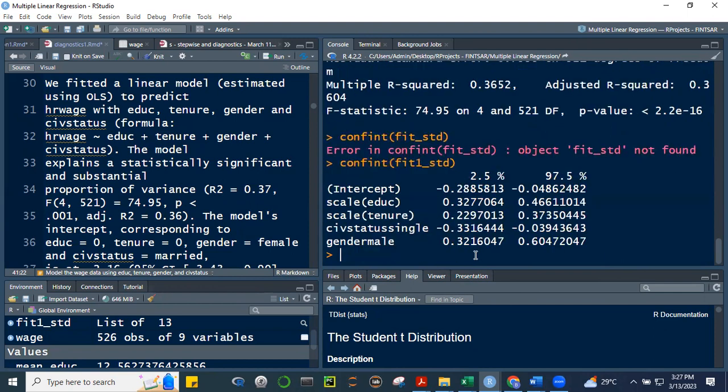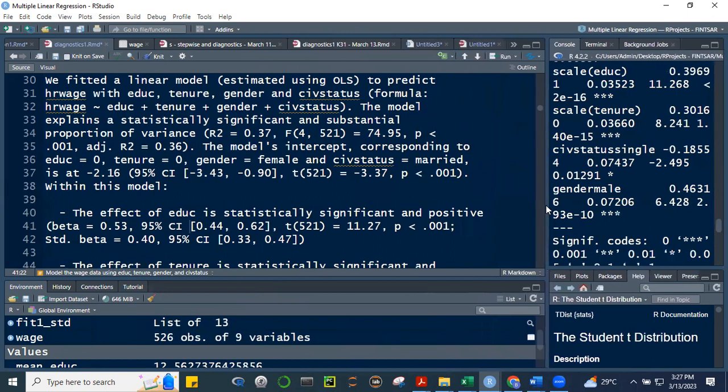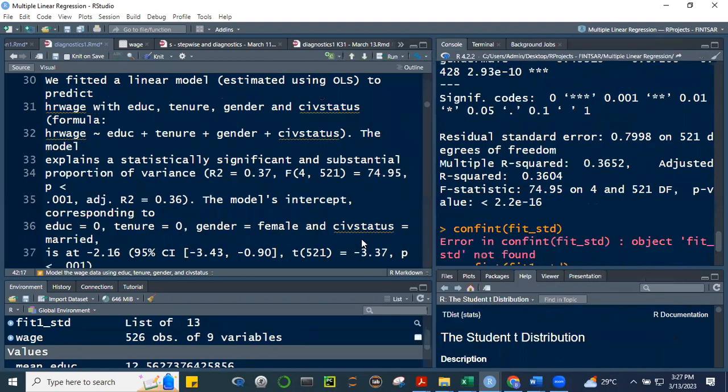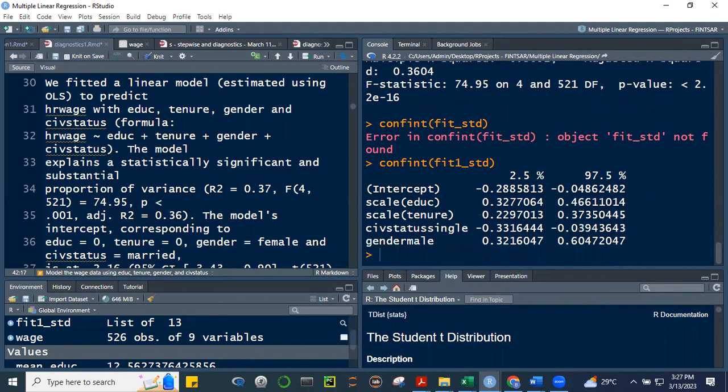Fit one standard deviation. You can see here that this is now for education, 0.33 and 0.47. So let's compare for education, 0.33, 0.47, right? The standard beta we were able to show you a while ago, 0.40. The 95% confidence interval is 0.33 and 0.47 to the nearest 2 decimal places.